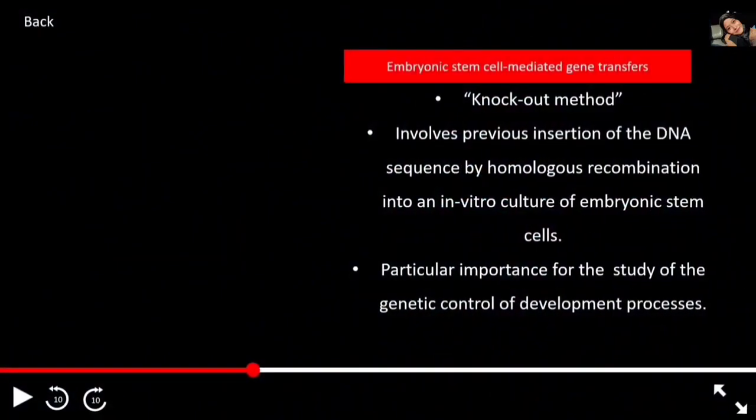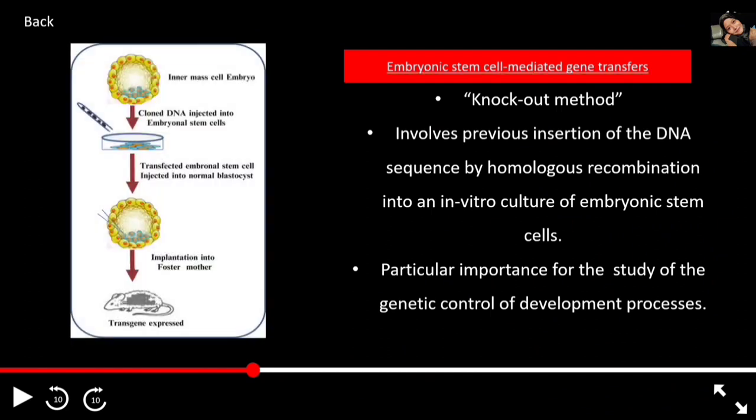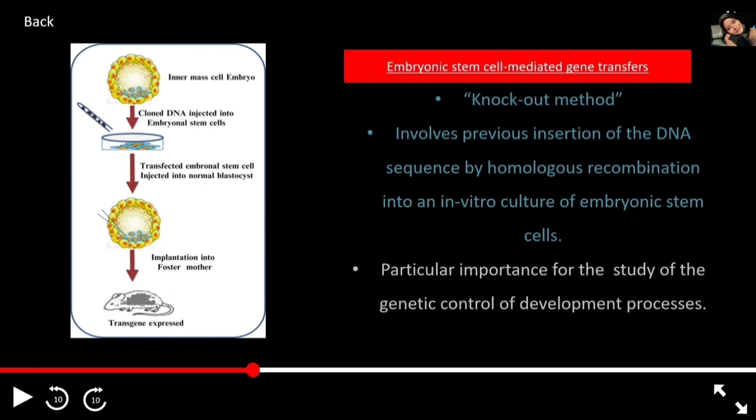Let's proceed to the second method, embryonic stem cell mediated gene transfer. This method, also called the knockout method, involves prior insertion of the DNA sequence by homologous recombination into an in vitro culture of embryonic stem cells. What is a stem cell? Stem cells are identical cells that have the potential to differentiate into any cell type. This method is particularly important for the study of the genetic control of developmental processes.